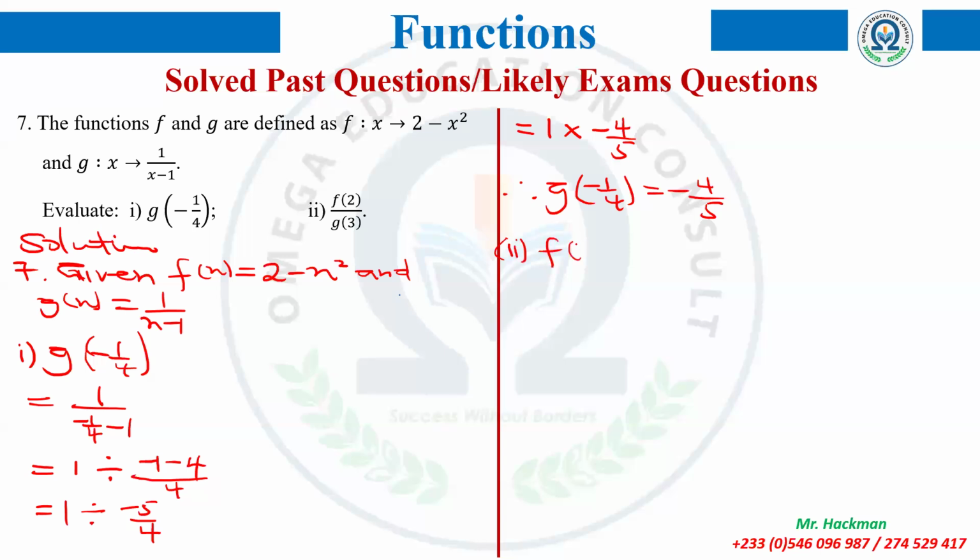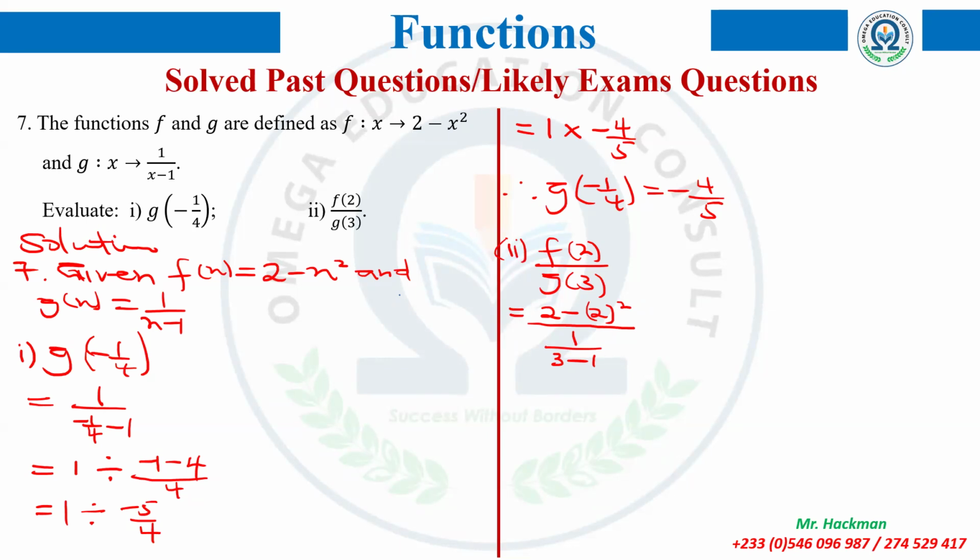I'm looking for f of 2 over g of 3. This is an expression, so I start introducing my steps with equal to. I need f of 2 over g of 3. What is f of 2? I go for my function f of x, so that will be 2 minus 2 squared. What is g of 3? G of 3 means wherever I see x in g of x, it will be 3. So that will be 1 over 3 minus 1. Is my point well made, or should I come again? Please come again.